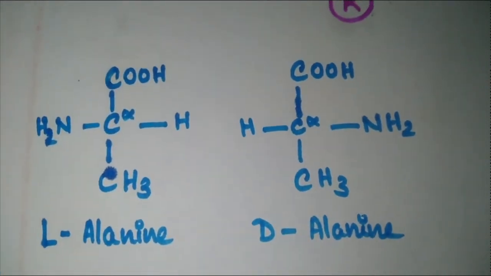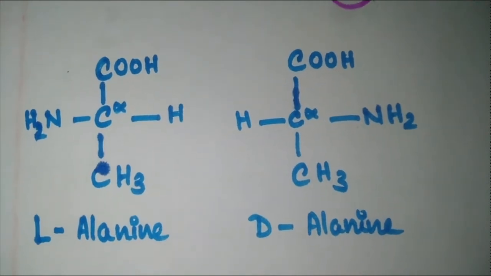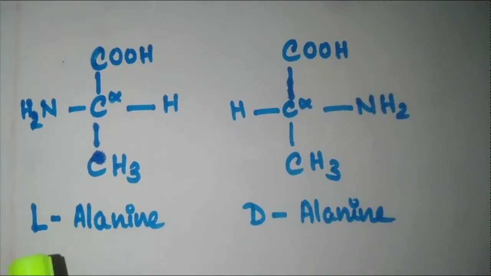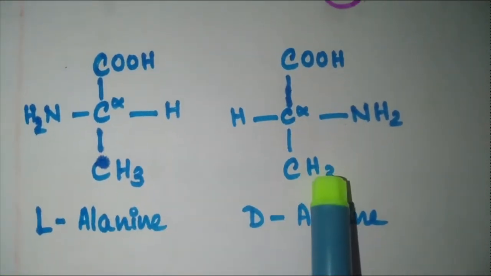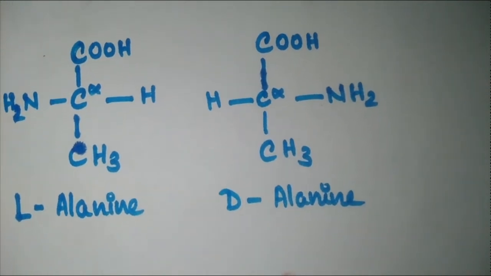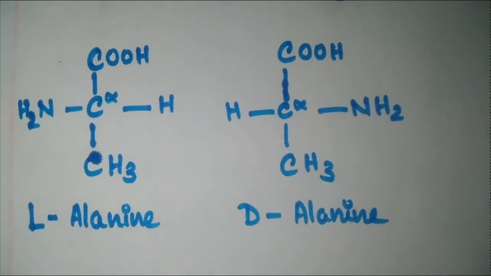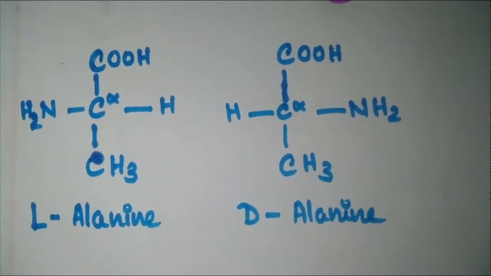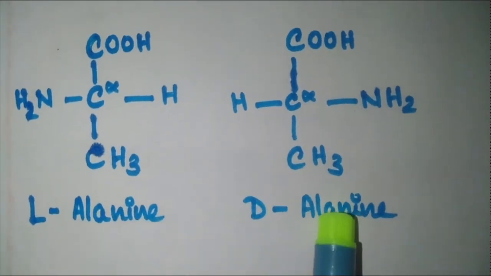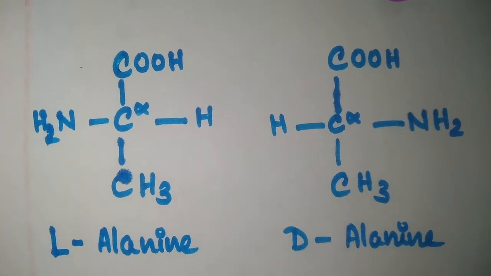Here we have drawn the L form and the D form of alanine. If we look at them carefully, we will find that these 2 diagrams or these 2 figures are actually non-superimposable mirror images of each other. So therefore we call them enantiomers, the D and L enantiomers. The L-alanine is an enantiomer of D-alanine and vice versa. So that is all about the structure of amino acids.